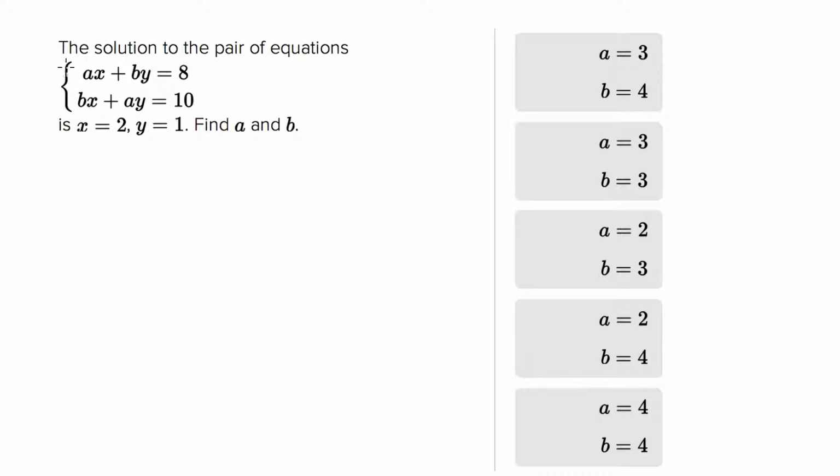We have a pair of equations. They start out with 4 variables in them, and they tell you x is 2 and y is 1, and they ask you to find a and b. Well, we can solve this.